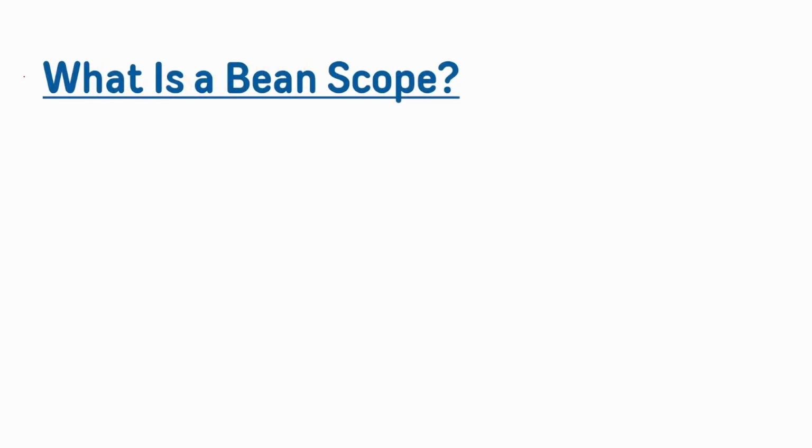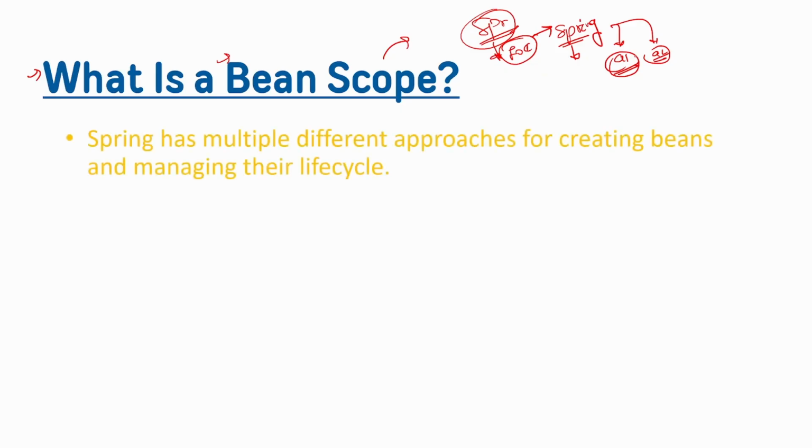First of all, let's see what bean scopes are. As you all know, the Spring framework is based on the IOC principle, that is inversion of control, in which Spring creates the object and manages its life cycle. So Spring uses different approaches for the creation of the bean and managing its life cycle. These different types of approaches followed by Spring are known as the bean scope.